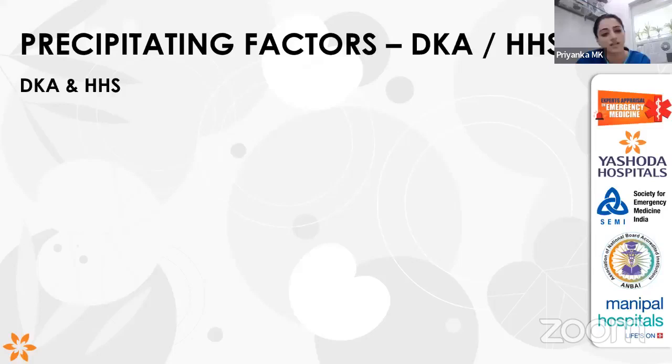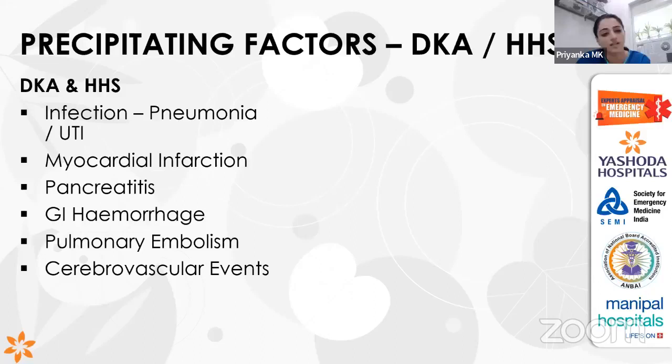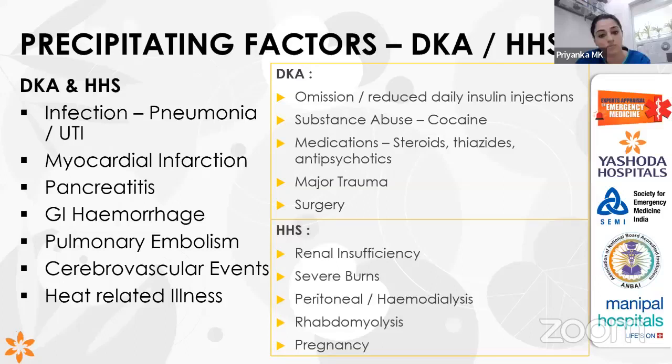There are certain factors which are common for both. There are certain factors exclusive to DKA, that is, if they omit or reduce the daily insulin injection, substance use like cocaine, and medications like steroids, thiazides, and antipsychotics. In case of major trauma and post-surgical, DKA is more common. Whereas HHS is more common following acute renal insufficiency and severe burns. It can occur in peritoneal and hemodialysis patients, patients with rhabdomyolysis, and also in pregnancy.